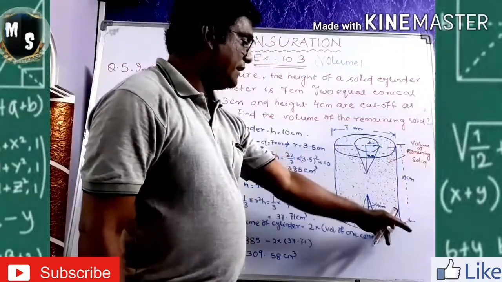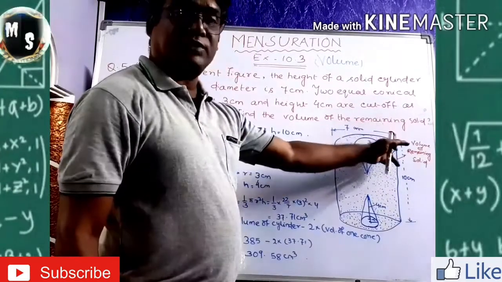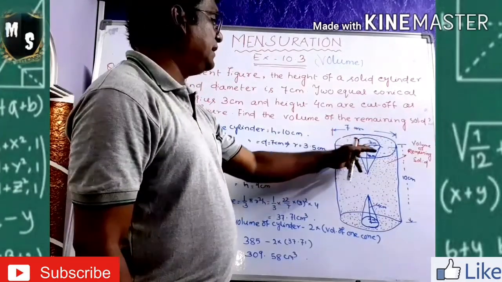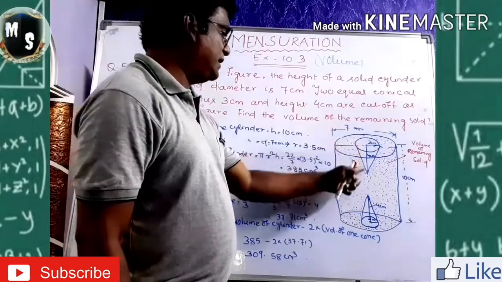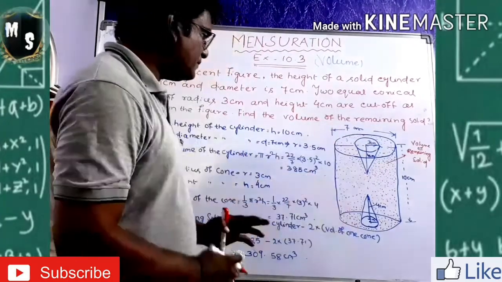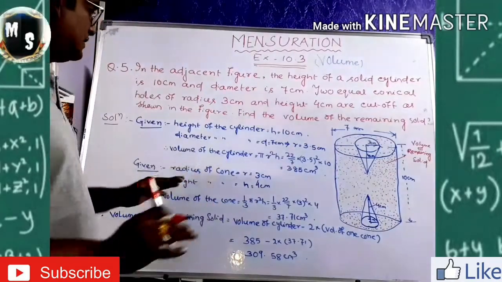I indicate the height of the cylinder. I indicate the diameter of the cylinder, that is 7 centimeter. I indicate the radius of the cone, that is 3 centimeter, and also the actual height of the cone is 4 centimeter. Now we are going to do the sum. See how I am doing.